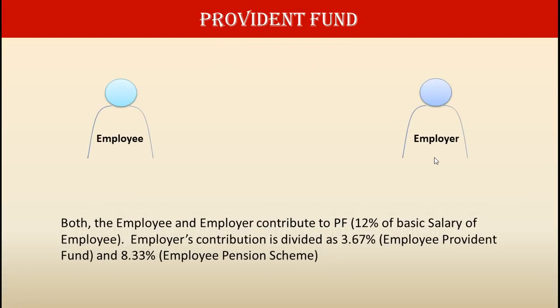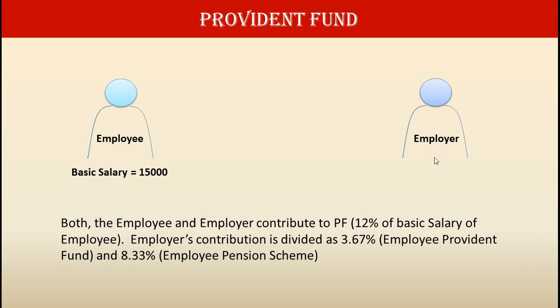Coming to our example, as we have already discussed, 12% of the basic salary from the employee is taken into consideration. Also, the same amount is taken from the employer, but only 3.67% of that employer's contribution goes towards our provident fund contribution. So let's see this with an example.